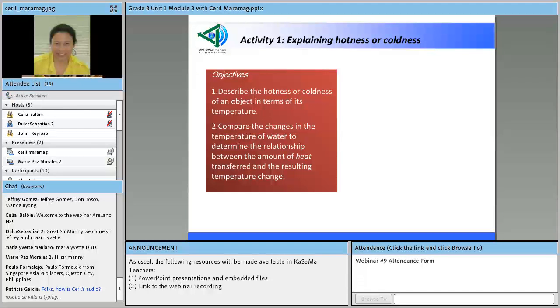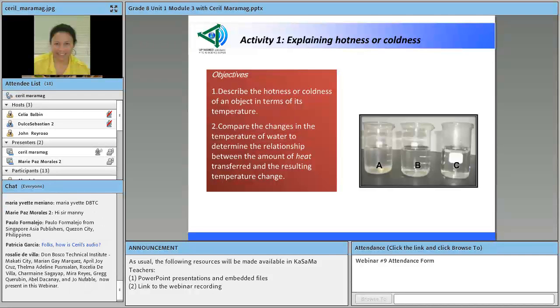So we have here Activity 1, entitled Explaining Hotness or Coldness, okay? What these students will do here is that they will initially fill the containers with cold water. As you can see on the screen, there are three containers, initially filled with the same cold water. Then they will measure the initial temperature of the water. Then they will again fill the containers to the brim with water of different temperature. One with hot water, let's take that as container A, another with tap water, container B, and the last one with the same cold water. Then they will again measure the temperature of the water inside the three containers.